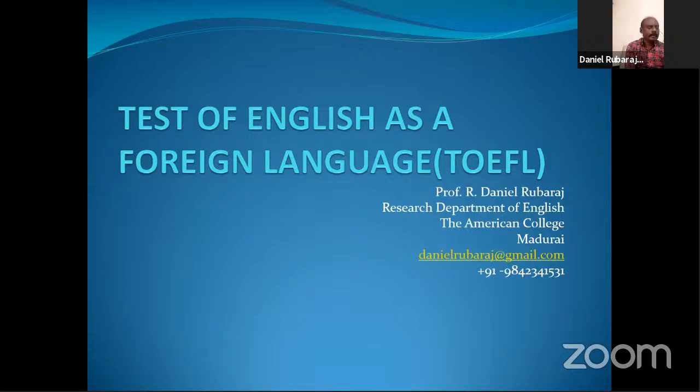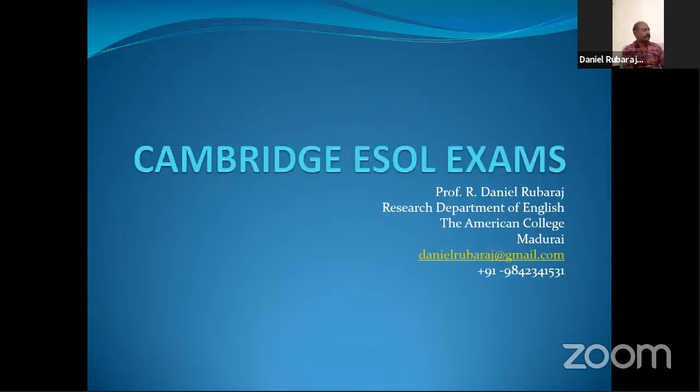Apart from that, we have Cambridge English language tests. Cambridge English language tests are divided into 4 categories: B1, B2, C1, C2, and each has a different level.